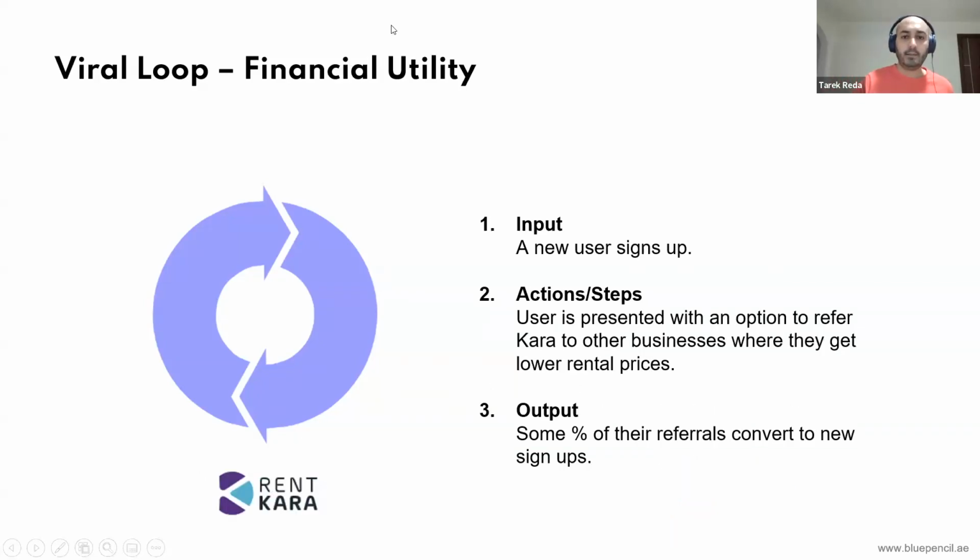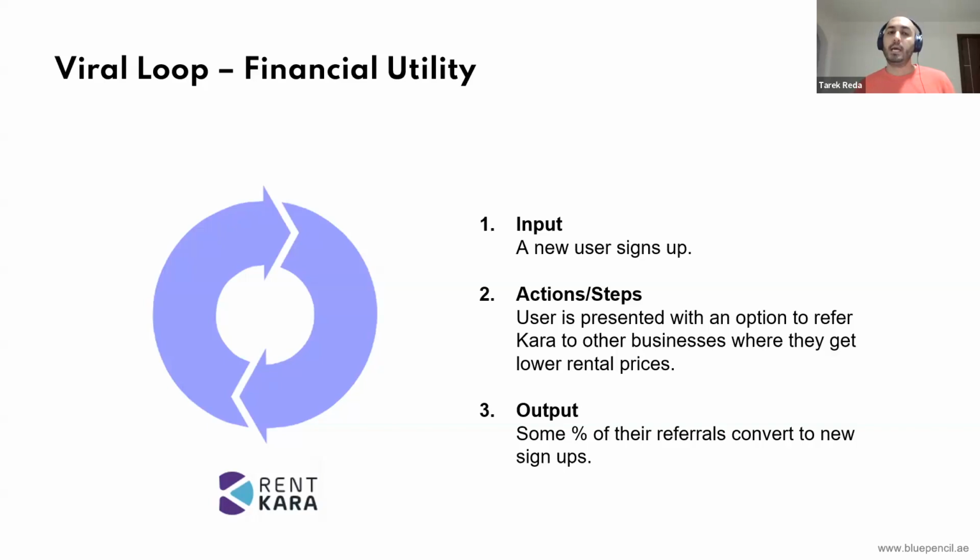So here we're looking at a viral loop with a financial utility. So in plain English, the idea here is that for me as a user, when I sign up on the product, I would want to invite others or refer others because I would get financial gain from doing that. So this is very straightforward. One of the most popular examples of that is Dropbox.